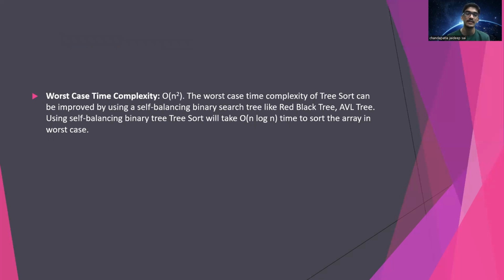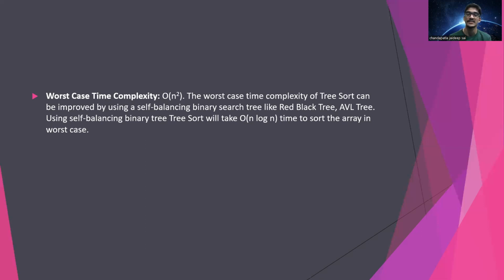And coming to the worst case time complexity, the worst case is O(n squared). The worst case time complexity of tree sort can be improved using a self-balancing binary search tree like a red-black tree or AVL tree. Using a self-balancing binary search tree, tree sort will take O(n log n) time to sort the array in the worst case.